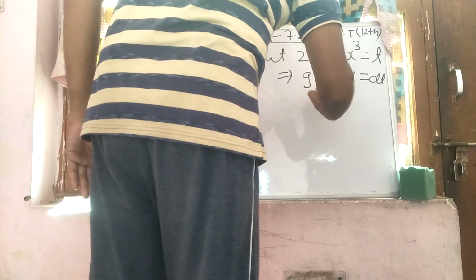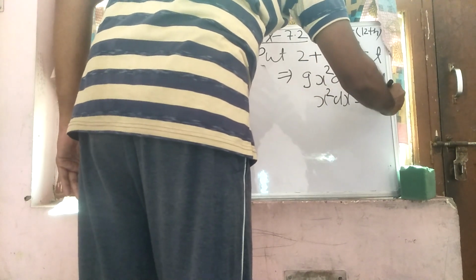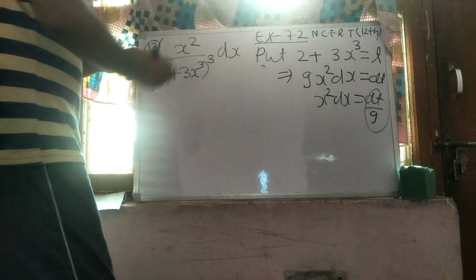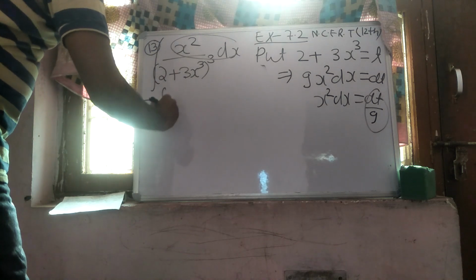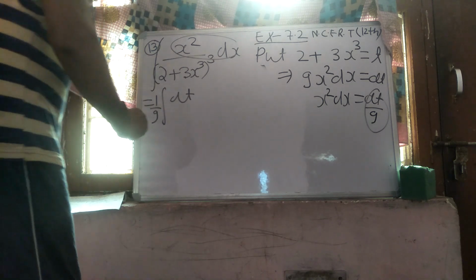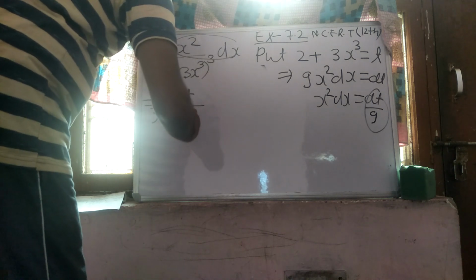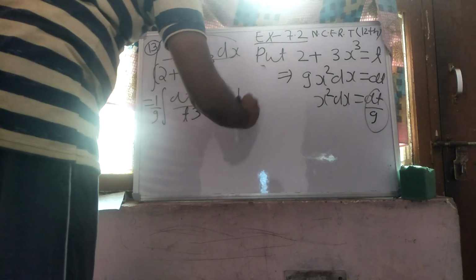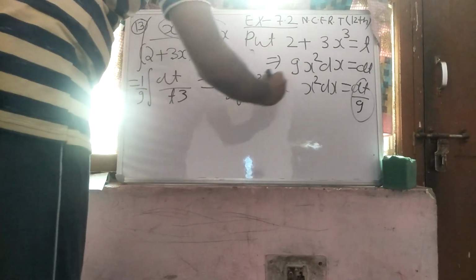So x square dx equals dt upon 9, according to the question. Here, for x square into dx, we have to put dt upon 9. The 1 upon 9 is separate, and we have t to the power 3 in the denominator. This is a very simple process: 1 upon 9 times t to the power minus 3 into dt.